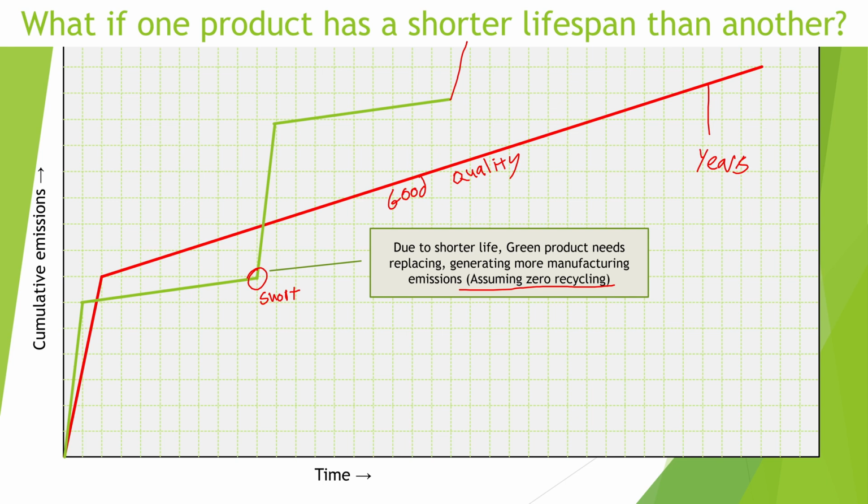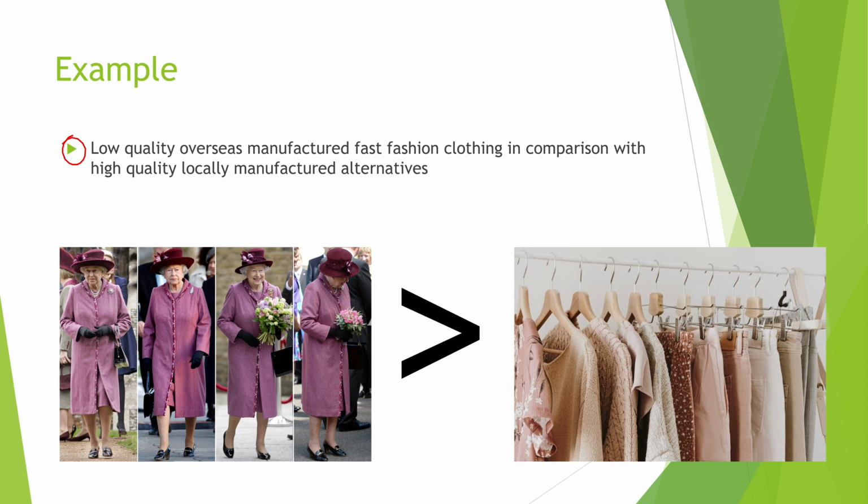Now, I wish I could tell you that this is an unusual and rare occurrence, but unfortunately it happens quite a lot. So if the predicted lifespan of the more efficient product is short, then often it will not make any sense to replace it. A very common example is fast fashion clothing in comparison to high quality, I'd say locally manufactured alternatives. Locally manufactured doesn't mean in some twee village in the Cotswolds. It could mean in India or wherever you live, but generally speaking, it's the high quality and the locally manufactured together that's the key here.